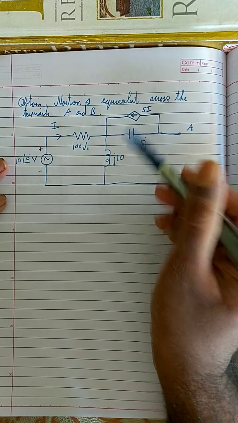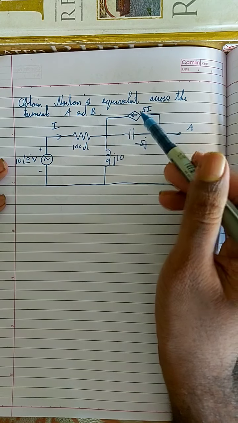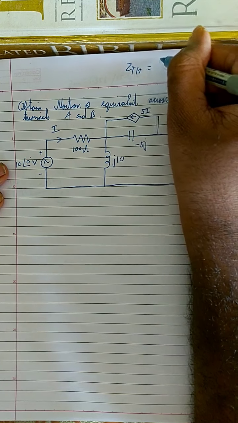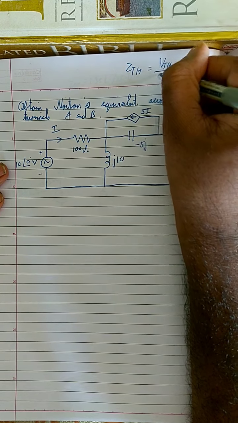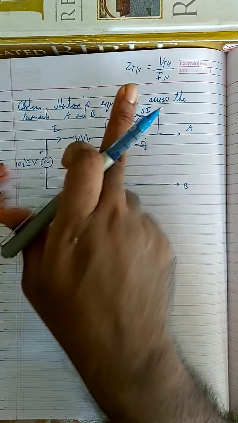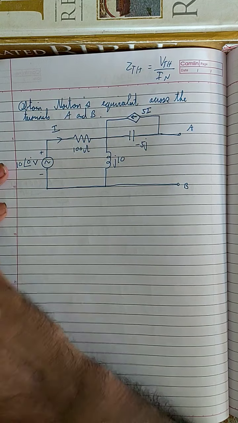So we have a dependent current source, which means you can neither short it nor open it, or you can't do anything with it. So the only way of finding ZTH in this circuit is by finding both the Thevenin's voltage and the Norton's current, and then taking its ratio. That's the only way of finding ZTH if there is a dependent source. The rest of the method is the same.